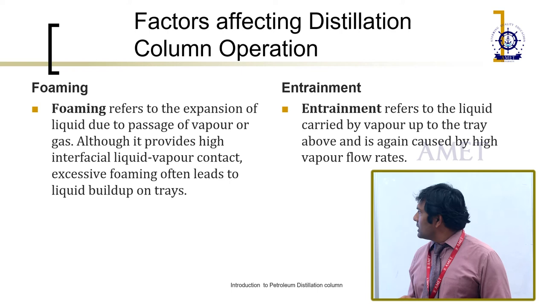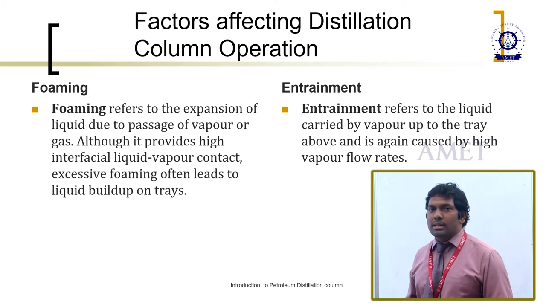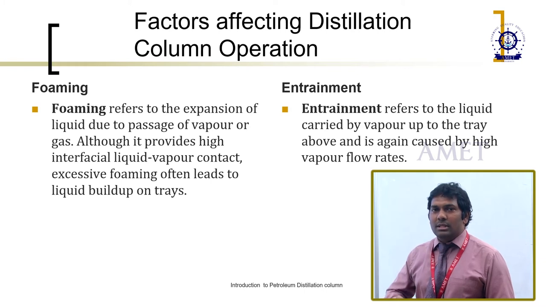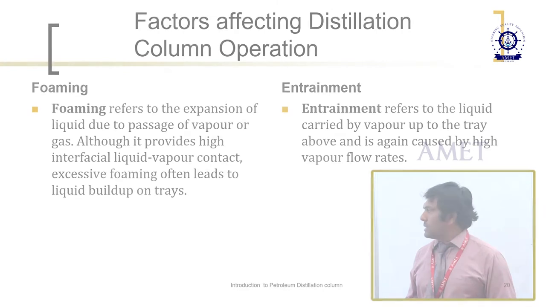And entrainment refers to the liquid carried by the vapor up to the tray above, and it is caused by high vapor flow rates. So when the vapor flow rate is higher, the fluid gets passed through the holes and the vapor lifts the liquid over the top of the trays or plates.